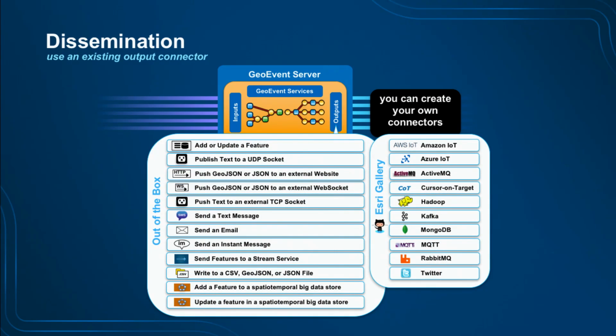So the outbound connectors handle similar flavors of data as the inbound connectors, such as JSON, text over TCP, UDP, REST, and WebSocket. It has a few additional options, such as sending out emails or text messages. And most importantly, the ability to send GeoEvents to a spatial temporal big data store. There are also additional connectors on the Esri and the partner gallery.